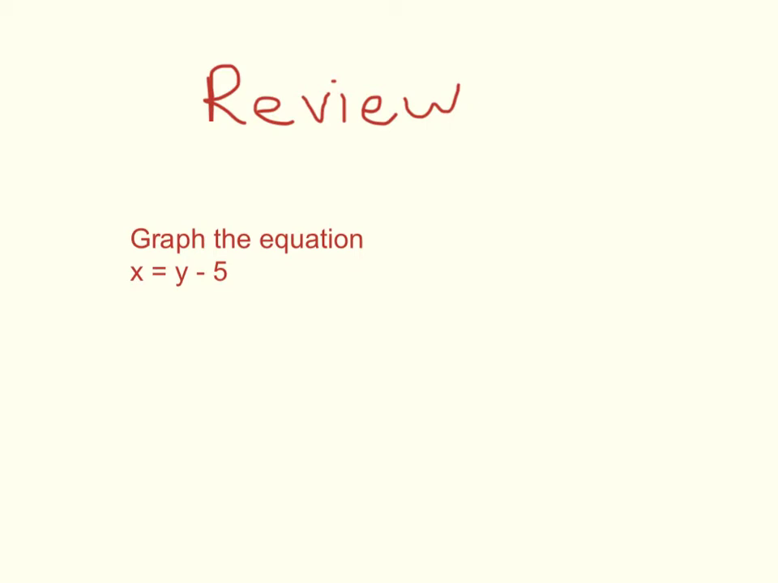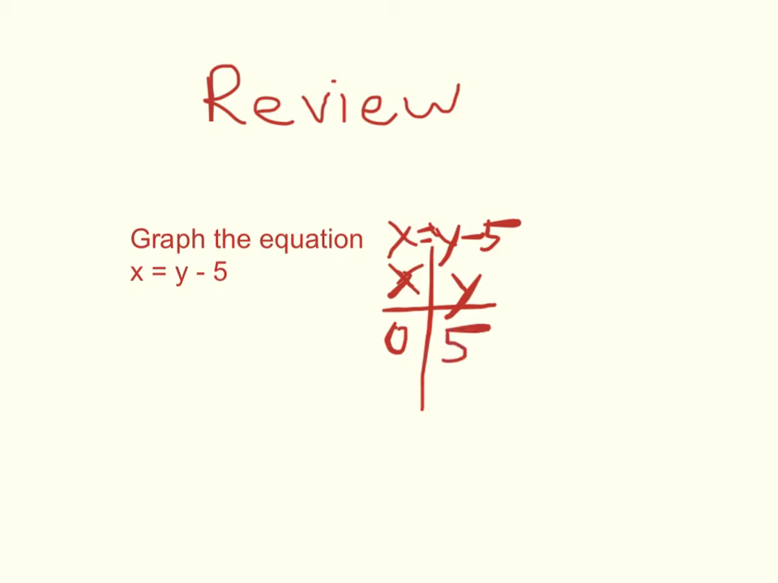Okay, let's review. To graph this equation, x equals y minus 5, you create a function table. Remember to list that function rule. And after you list the function rule, you get to choose values of x that will correspond to values of y. If we chose x equals 0, what minus 5 equals 0? Right, 5. If we chose x equals 1, what minus 5 equals 1? 6. So as you see here, 6 minus 5 equals 1.